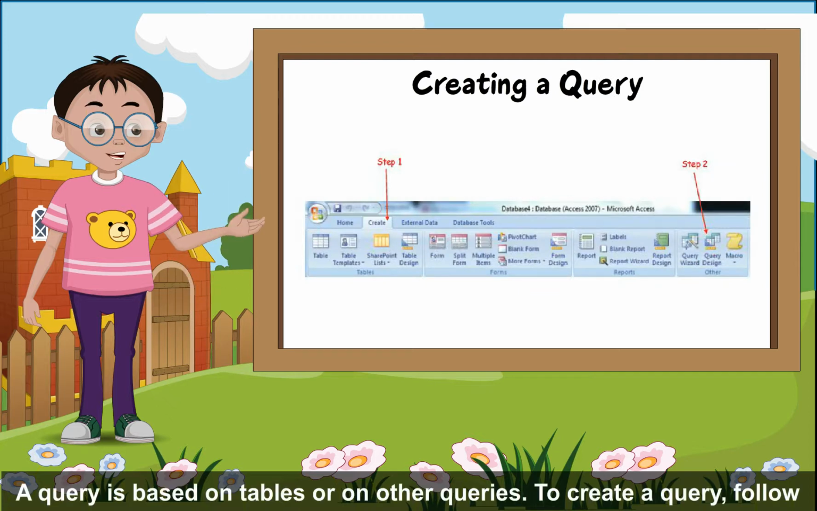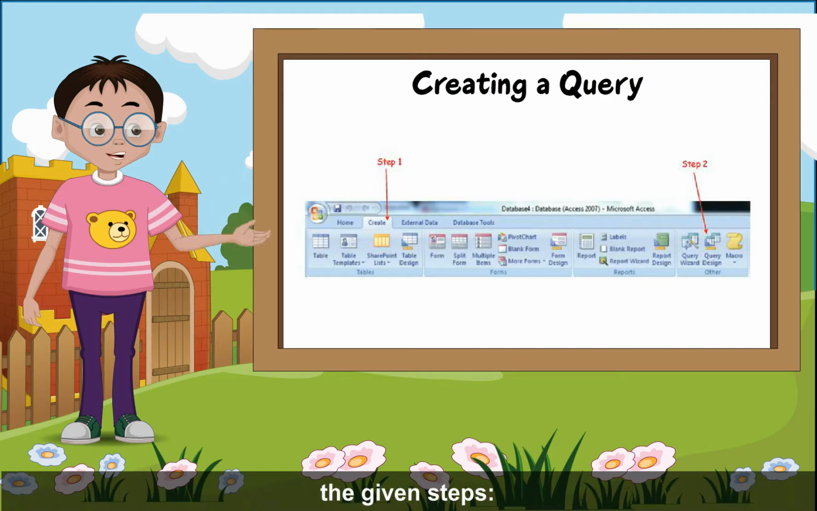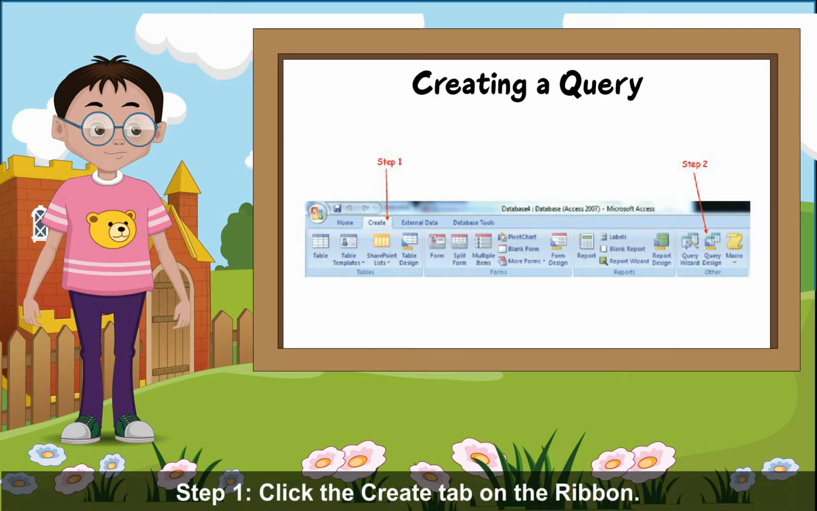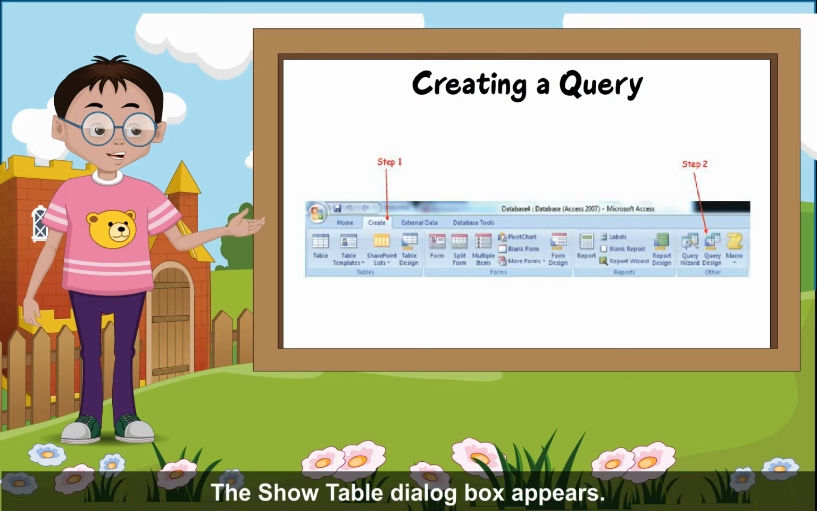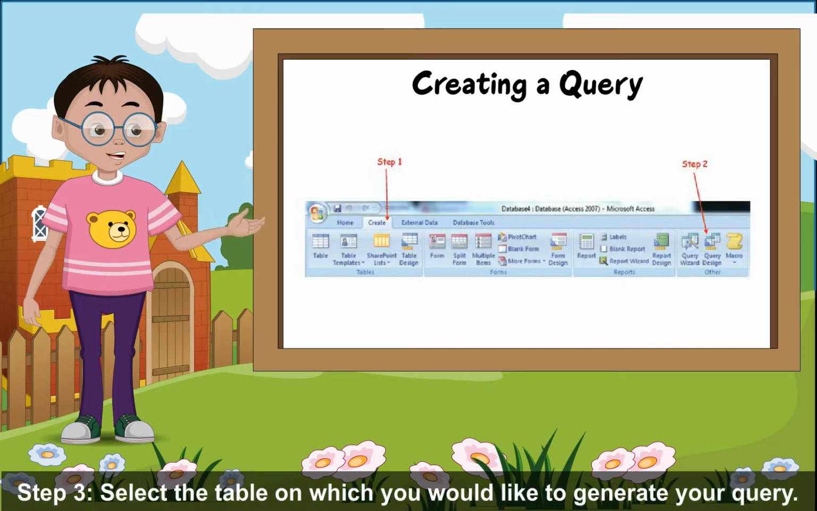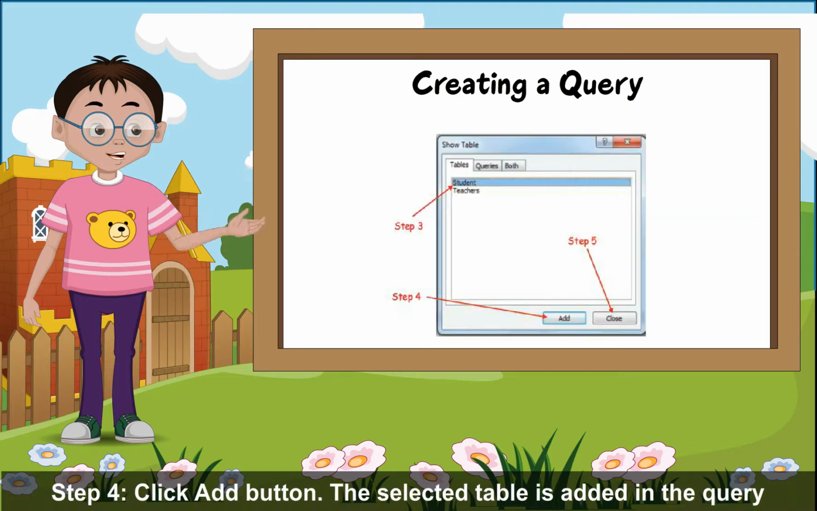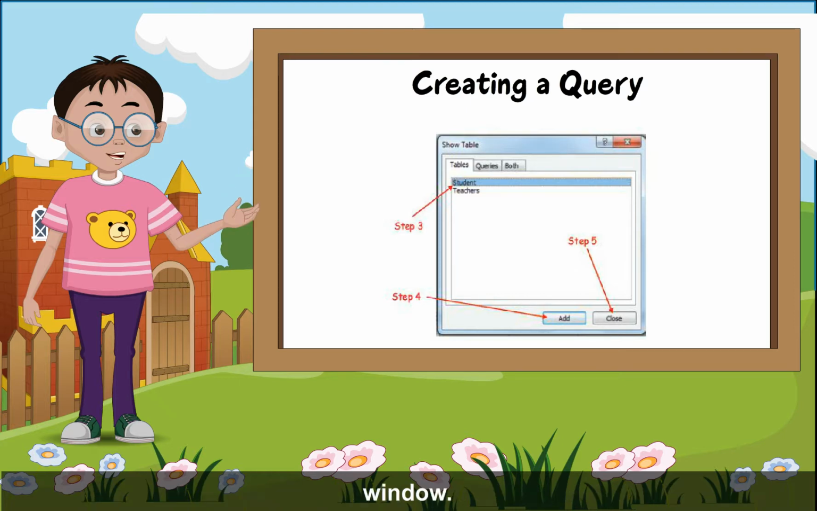Creating a query. A query is based on tables or on other queries. To create a query, follow the given steps. Step 1. Click the Create tab on the ribbon. Step 2. Click the Query Design option in the Queries group. The Show Table dialog box appears. Step 3. Select the table on which you would like to generate your query. Step 4. Click Add button. The selected table is added in the Query window. Step 5. Click the Close button.